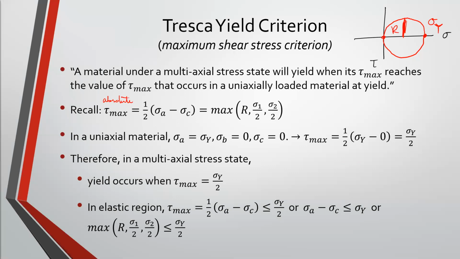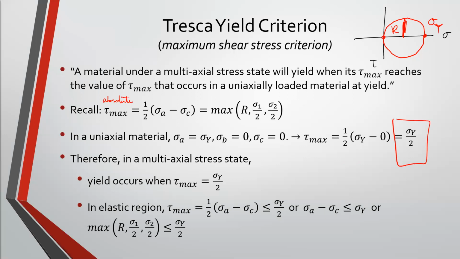I have a diameter that's equal to sigma y, so my radius is sigma y over 2. That is the shear stress that occurs when we have yielding in a uniaxial material. Is there anybody who objects to that or who has discomfort about that? We're all on this same page? We're all on the PowerPoint slide.